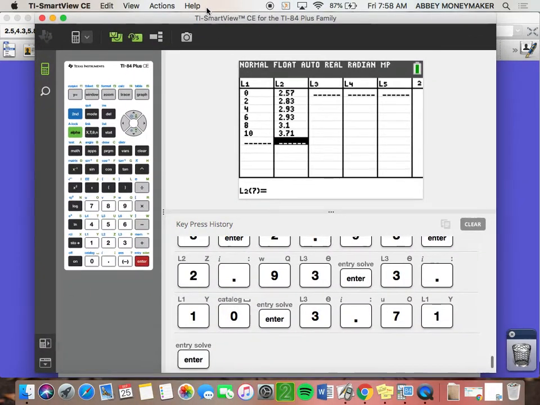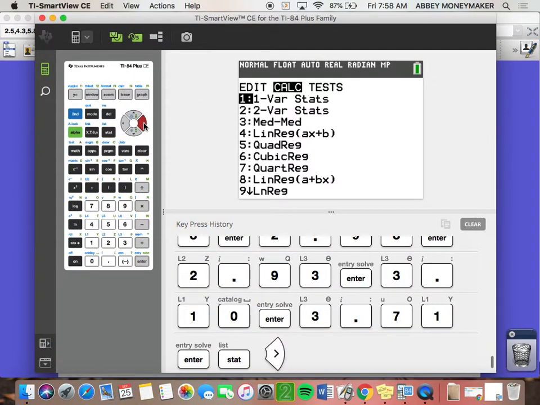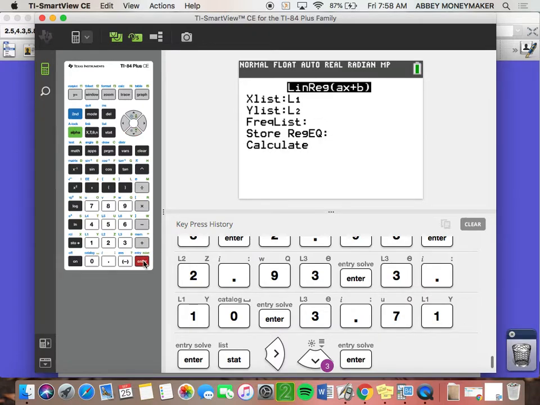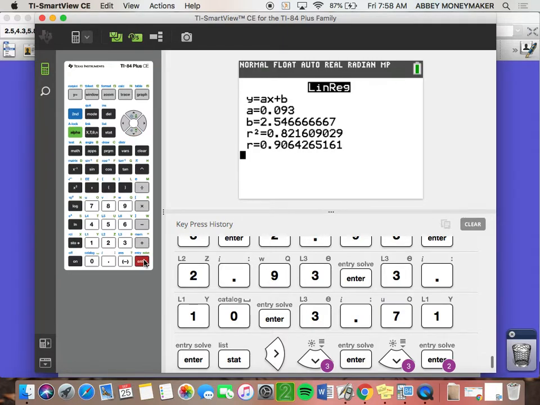Okay, so now we're going to run our regression. So go to Stat, go over to Calc, option number 4. And then you don't have to store the Reg EQ. I decided not to show you all the shortcut because it's a lot of buttons on here and you can just plug in. It's really not that big of a deal. So go ahead and hit Calculate. And let's write that equation down.